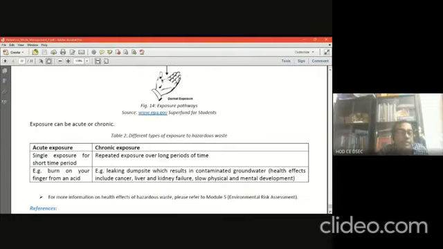Now, what is an example of acute exposure? A burn on your finger from an acid. This is a one time single exposure, so acute exposure. And leaking landfills which result in contaminated groundwater. Health effects include cancer, liver and kidney failure, and impaired physical and mental development.